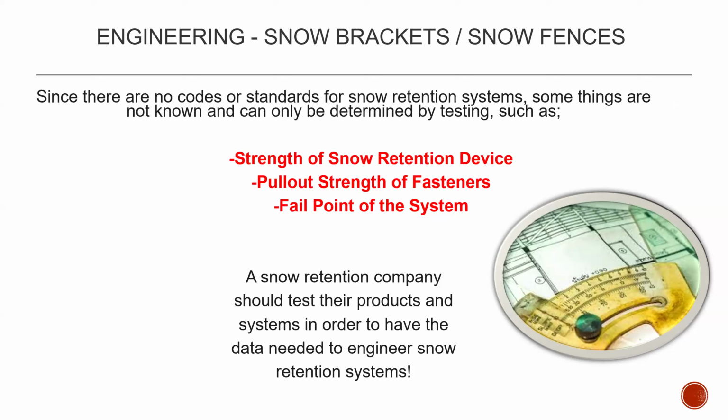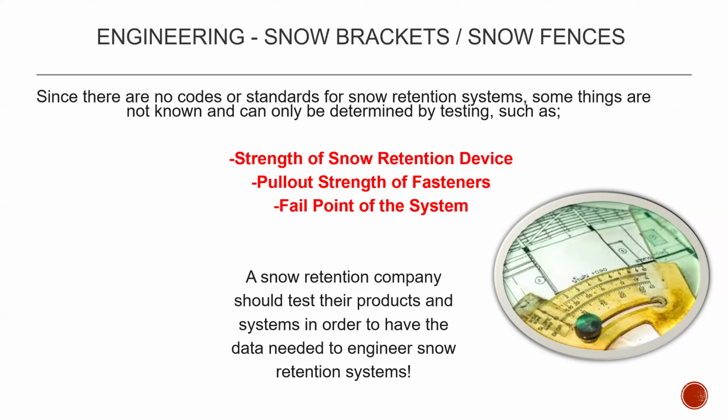So if this system falls apart, what happens? Do the nails get pulled out? Does the snow retention device bend? Does the sheathing get pulled out? There are so many ways that the system can fail. How does it fail? And how can we make sure that it fails safely? So all of that information needs to be handled by a snow retention company.